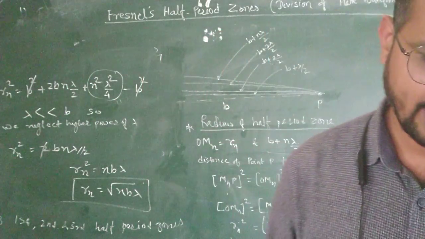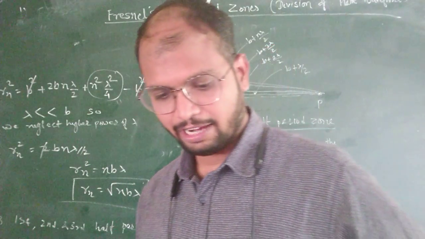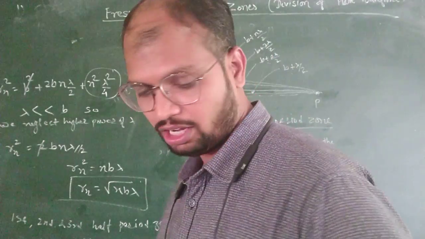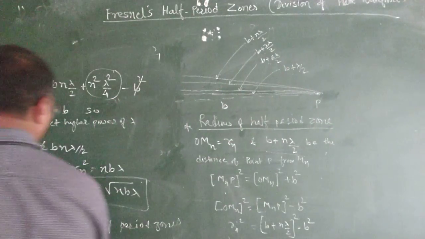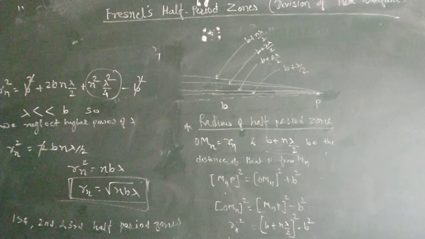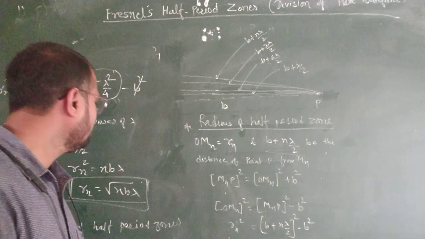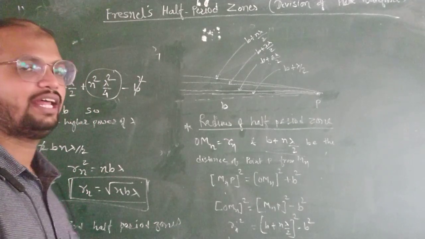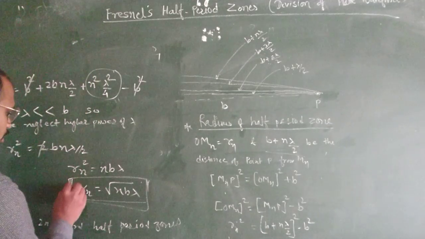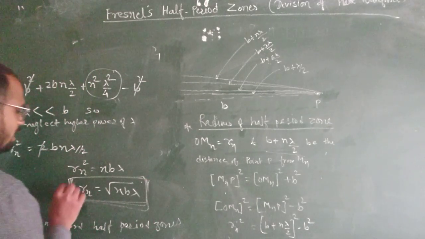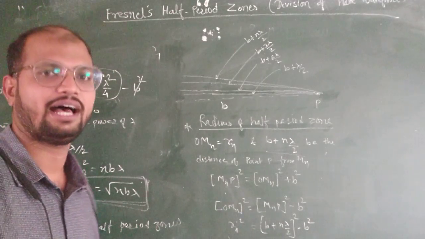Therefore the radii are proportional to the square root of the natural numbers. From this equation we see that the radii of the half period zones are proportional to the square root of natural numbers. So we have to remember this term: Rn is equal to the square root of n b lambda.